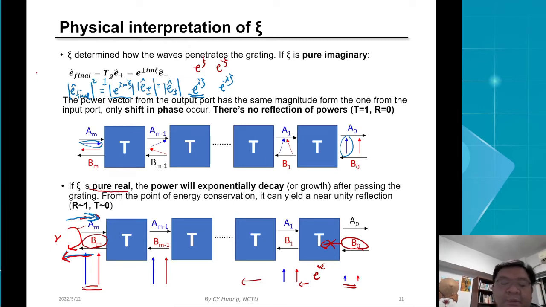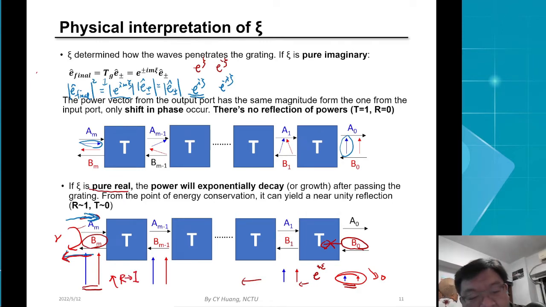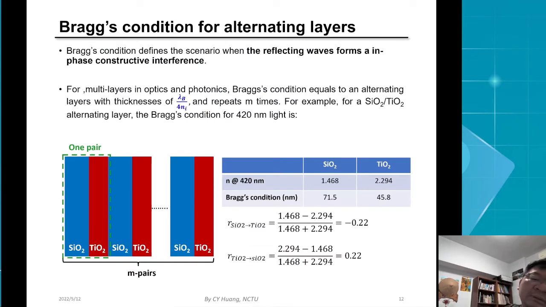So if we can make many pairs, we will see the transmitted output go to 0 or vanish. That means we are actually making the reflectivity go to 1. So how can we achieve a pure real eigenvalue by properly assigning the layer thickness?